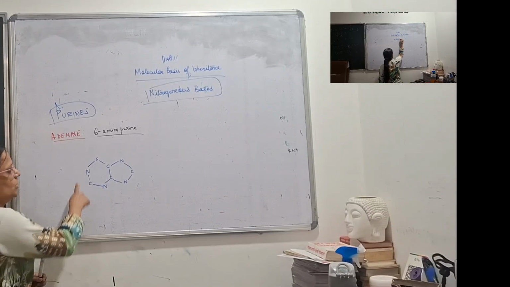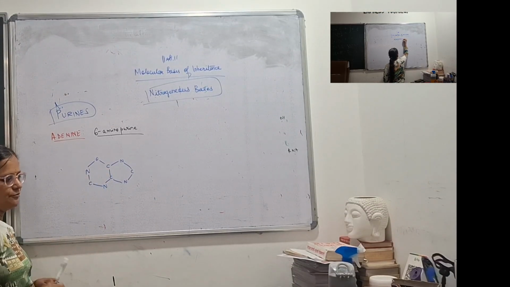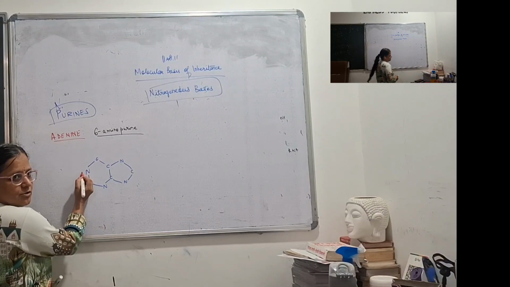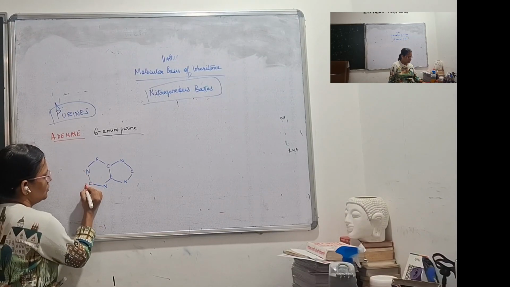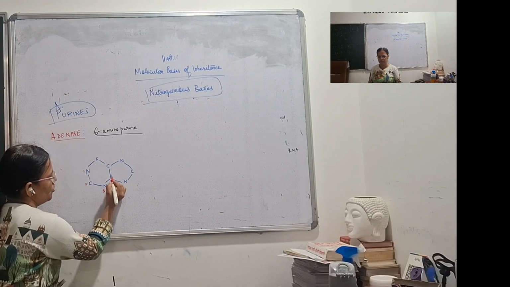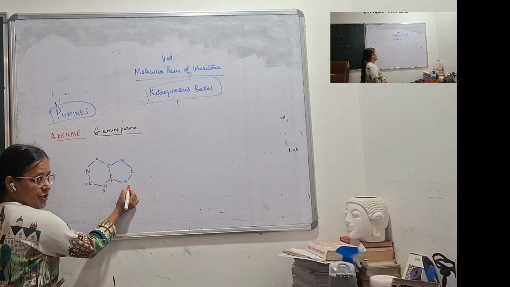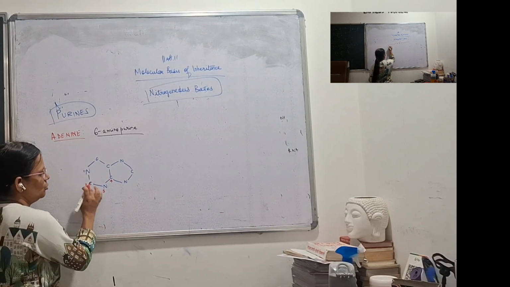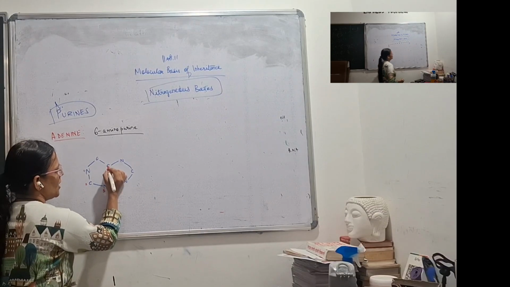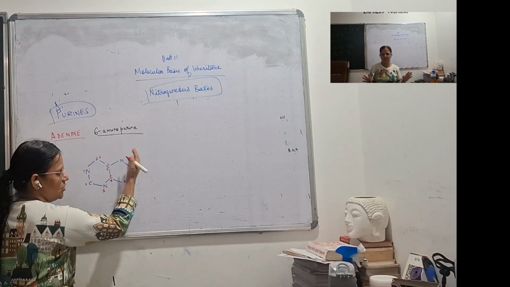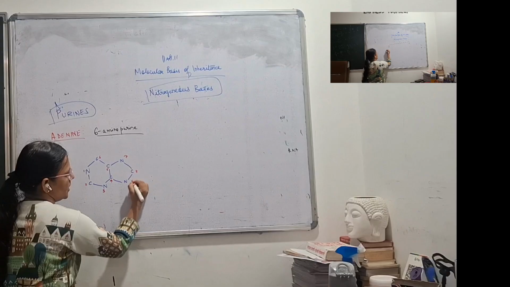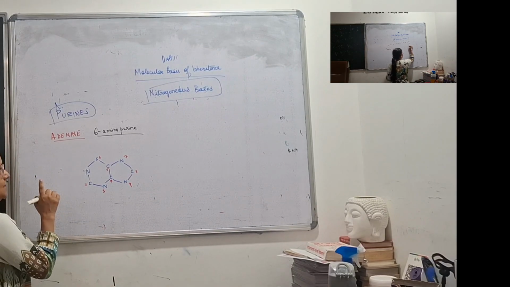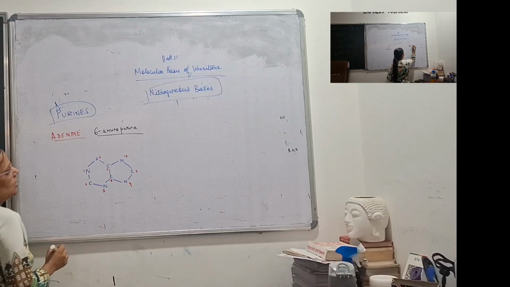Now there are 2 nitrogen atoms in this ring. From where to start numbering? Let us start numbering from this nitrogen. Okay. So 1, 2, 3, 4. Now you will not go over here. You will complete the ring first. Benzene ring. 1, 2, 3, 4, 5, 6. Then you will come on this side. 7, 8, 9. Right? This is how you will number in purines.